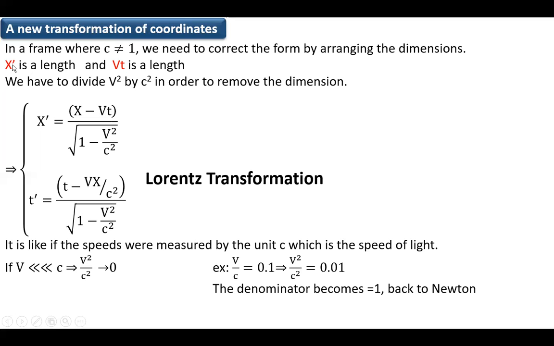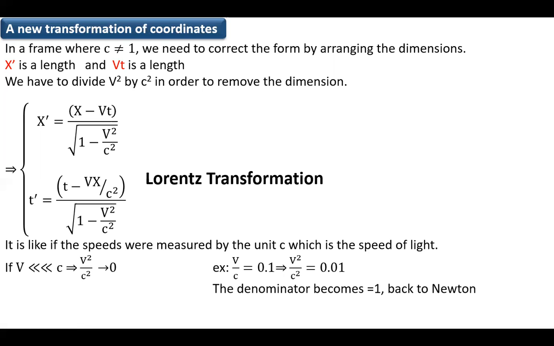So if you have x or x prime, which is a length, v times t is always a length because it's a velocity multiplied by a time. So it's meter per second multiplied by second. You simplify by the second, you will get the meter. So the quantity v times t is always a length. It has a dimension of length. So x and vt, or x prime and vt prime, they all have the dimension of length.